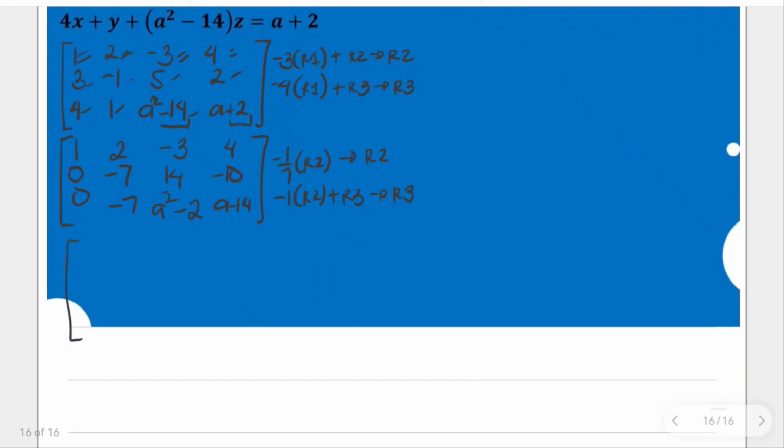So the first row is still 1, 2, -3, and 4. The second row will be multiplied by -1/7. This is 0. This is positive 1. -2.